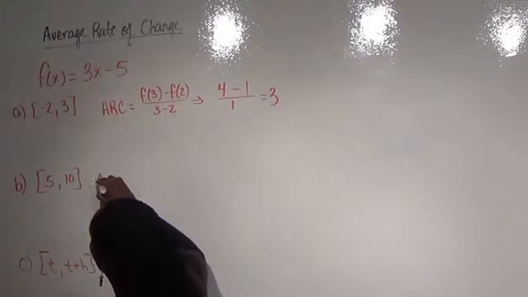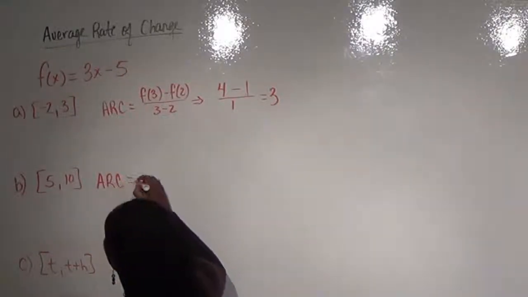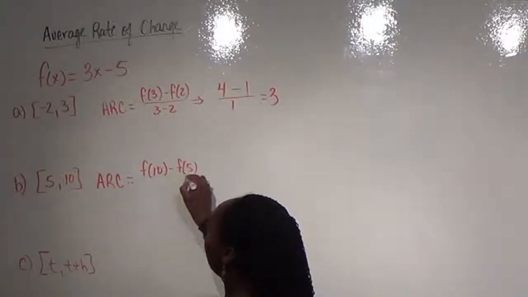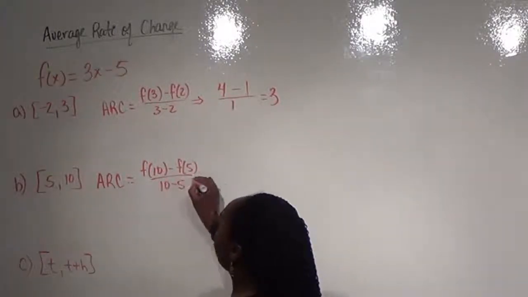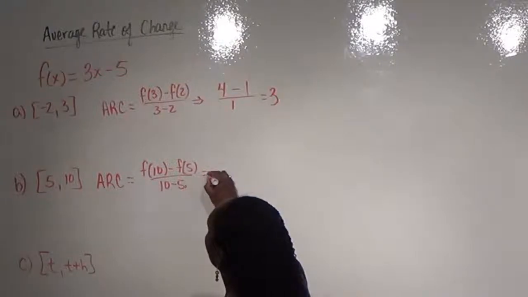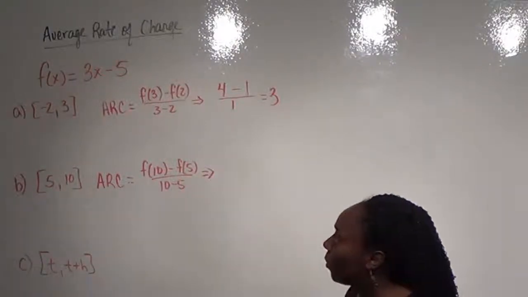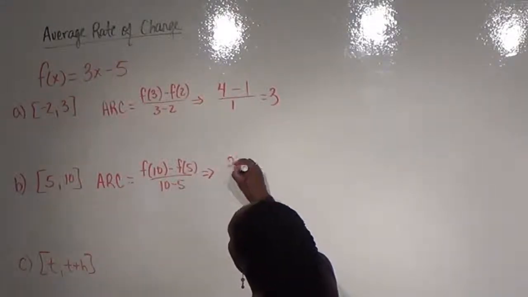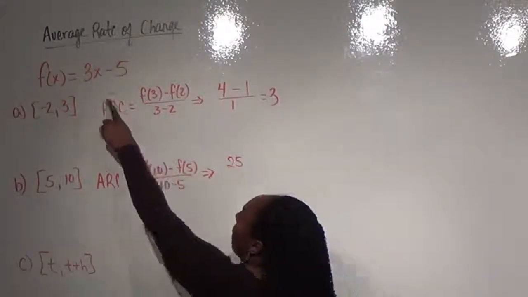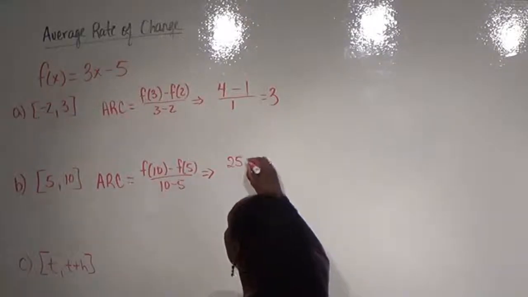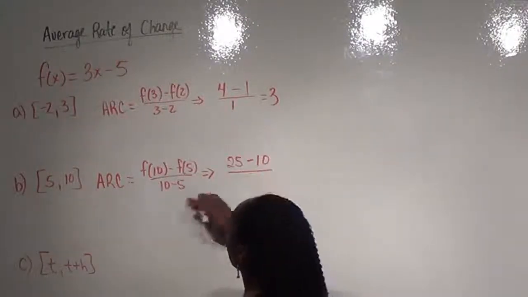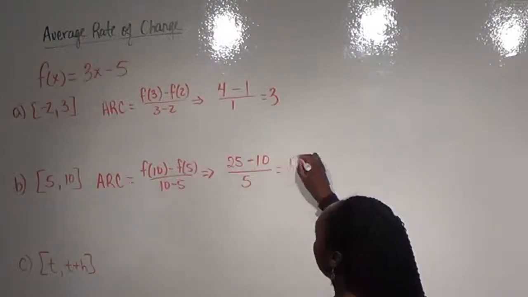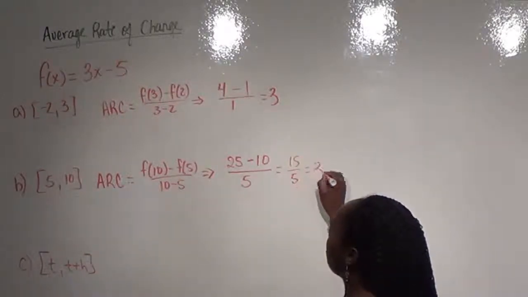For the interval from 5 to 10, if we do f of 10 minus f of 5 over 10 minus 5, same thing, plugging in 10, we're getting 30 minus 5, which looks like 25. At 5, we get 15 minus 5, which looks like 10, all over 5. Simplifying, that looks like 15 over 5, or 3.